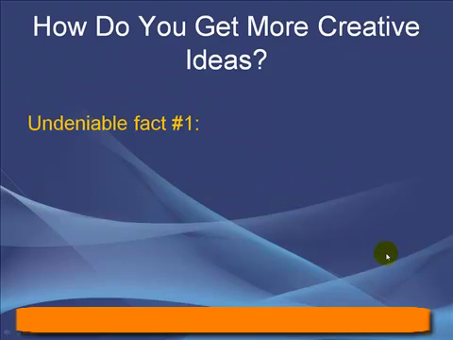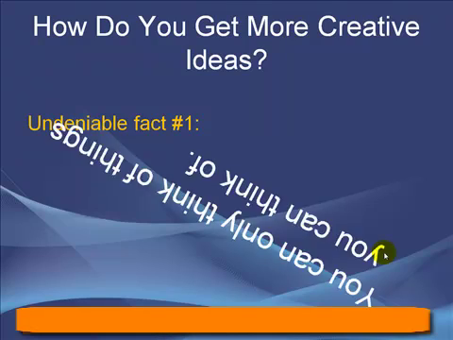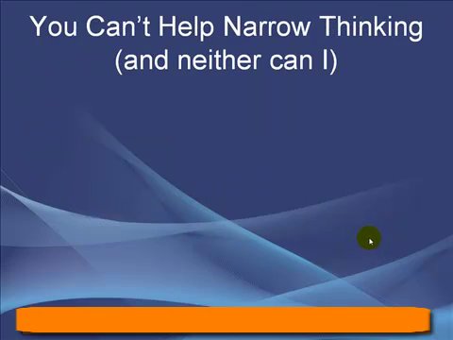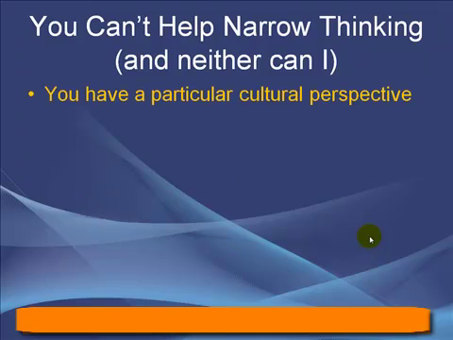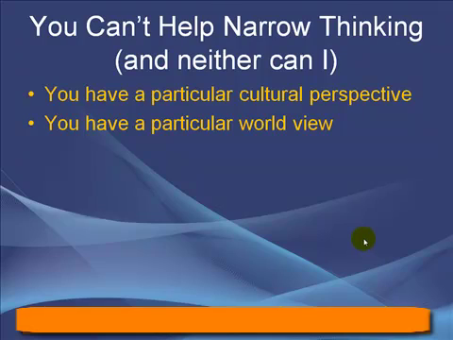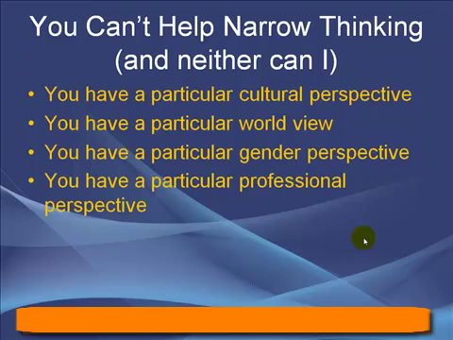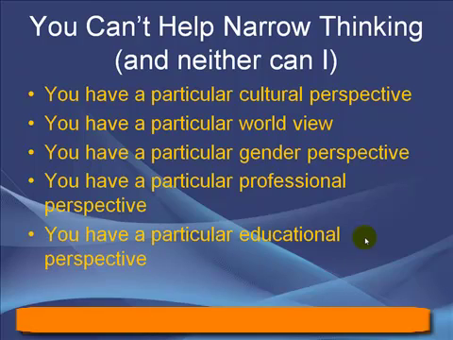Now, how do you get more creative ideas? Well, unfortunately, we all kind of fall prey to undeniable fact number one. And I dare you to deny this. You can only think of things you can think of. It's pretty undeniable. Now, you can't help narrow thinking, and neither can I. We can only think of the things we can think of because we have a particular cultural perspective. You know, we have a particular worldview. We have a particular gender perspective. You have a particular professional perspective. You have a particular educational perspective.